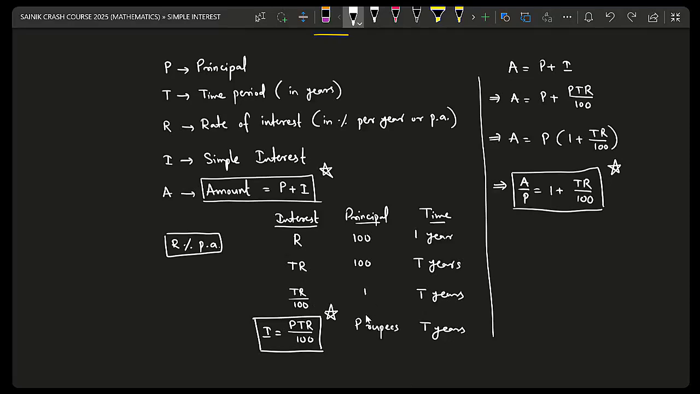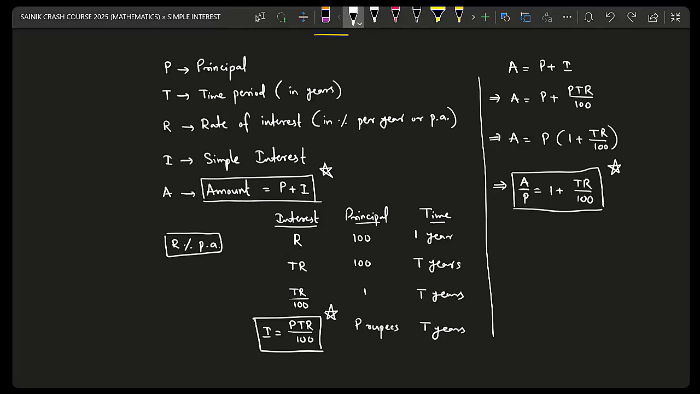Now, for 1 rupee, we know it is TR by 100. Now, I want to calculate for P rupees. So, we should multiply by P. Multiply this TR by 100 by P, so we get PTR by 100, isn't it? That is the extra amount we are going to pay. The extra amount we call interest. That's why the formula for interest is PTR by 100. Okay. Any other doubts left?